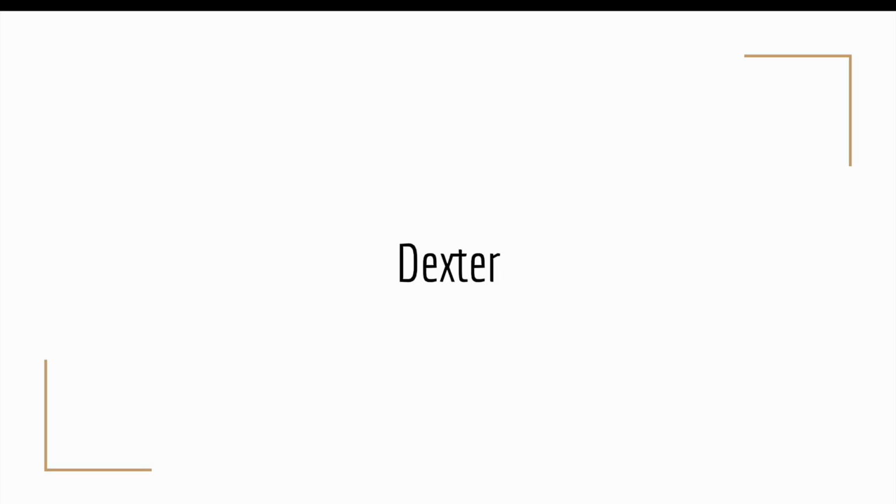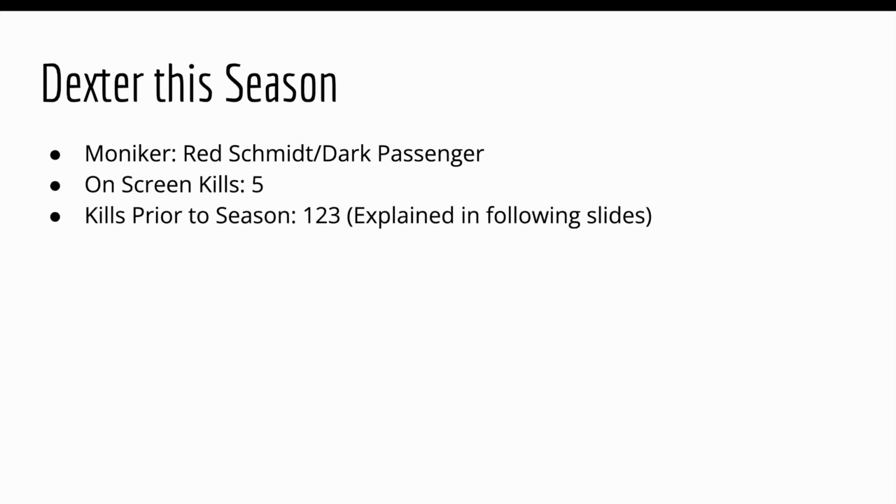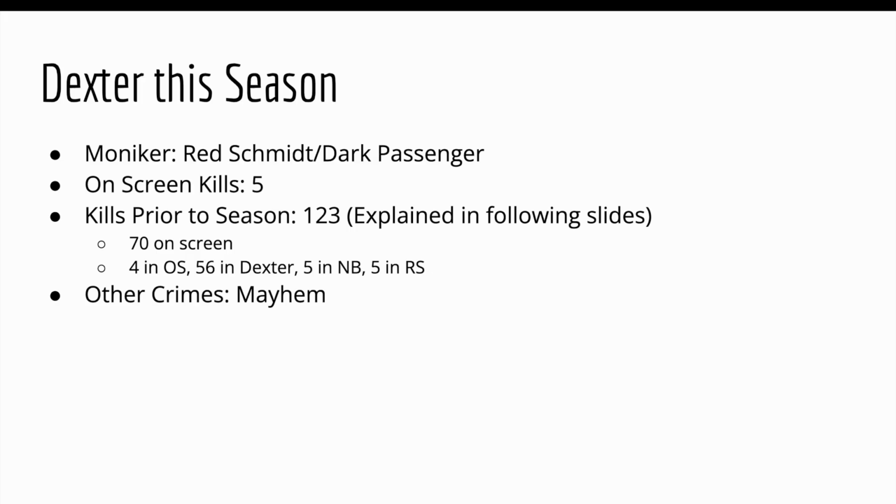Now for the exciting part, to talk about Dexter and the things Dexter has done. So this season, Dexter's moniker was Red Schmidt / the Dark Passenger. He killed 5 people on screen, and prior to the season, he killed 123, which I'll explain in the following slides. He killed 70 on screen: 4 in Original Sin, 56 in Dexter, 5 in New Blood, and 5 in Resurrection. The other crime he committed was Mayhem, which was putting a chainsaw around Charlie's neck to threaten her.